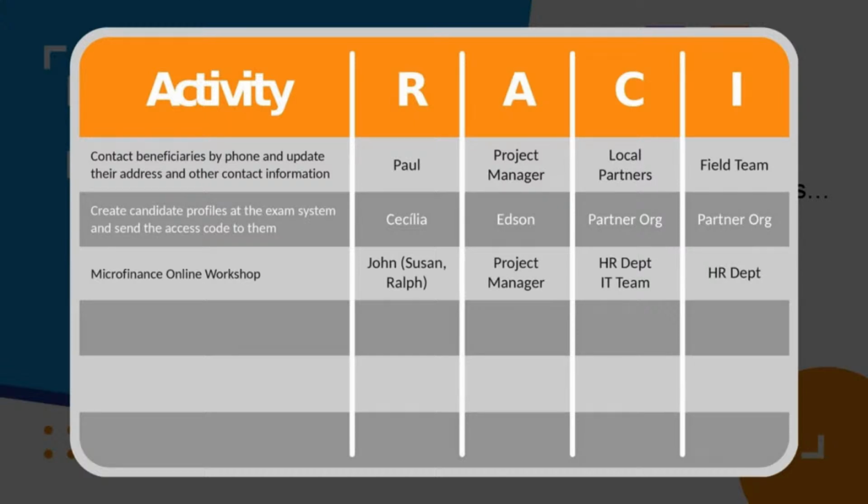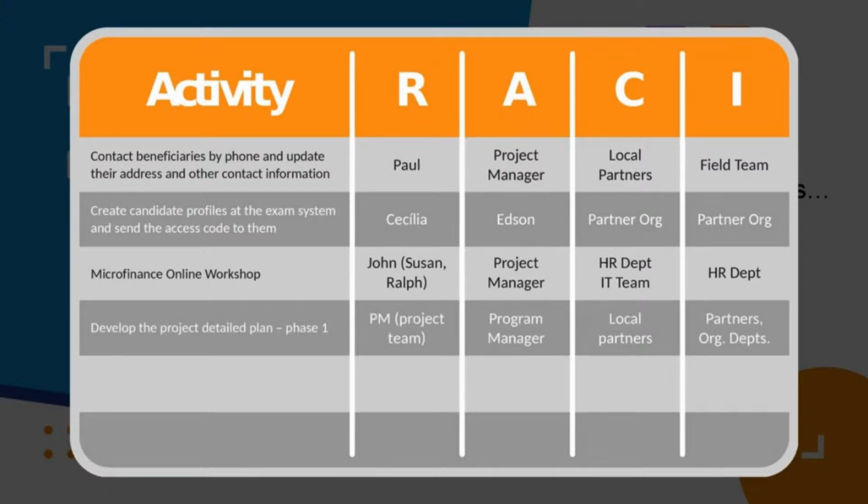So John might have to consult the human resources department to see who's going to be attending or who should be invited to that workshop. The IT team needs to be consulted to check: are the security measures in place regarding access on the internet? Are the platforms okay? Do we need to set up anything? So they are consulted because that activity needs their feedback or their input to be performed. And at the end, the human resources department will be informed to let them know who attended the workshop, and that the workshop has been completed.